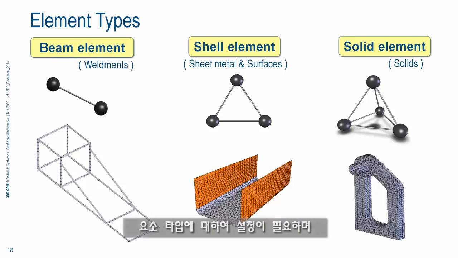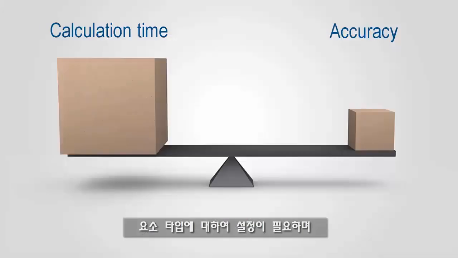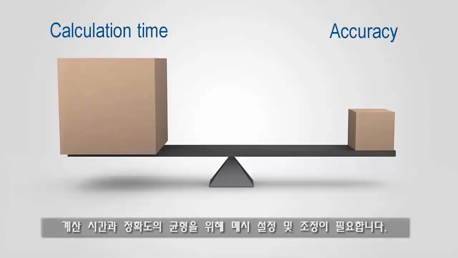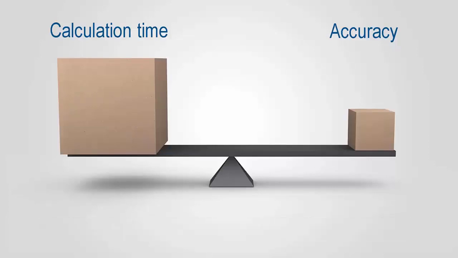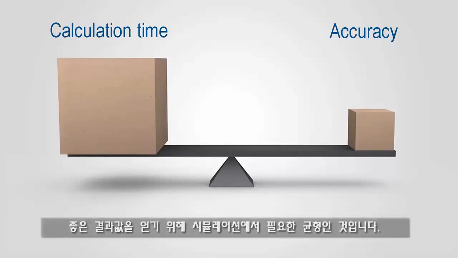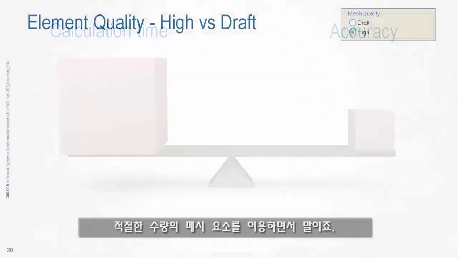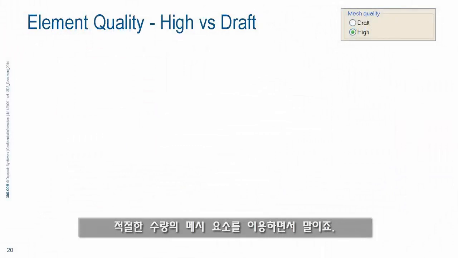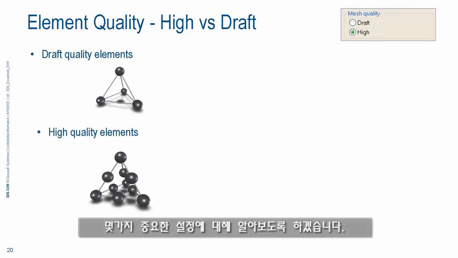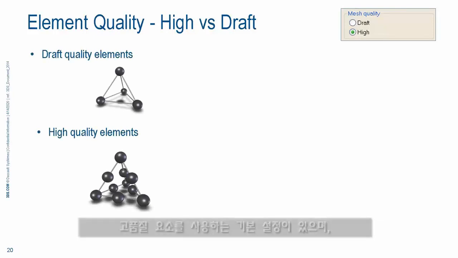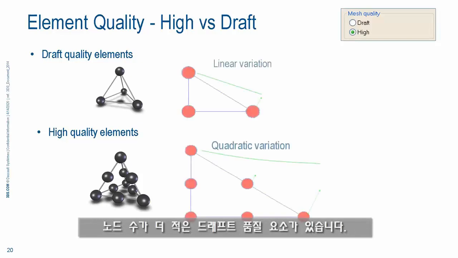So we also have some settings on these element types. It's all about filling out the mesh and making a setup that is balanced between calculation time and accuracy. This is the balance we strike with simulation, to find a good result by using an appropriate amount of mesh elements. We have a default setting that uses high quality elements, and then we have draft quality elements we can use that have fewer nodes.